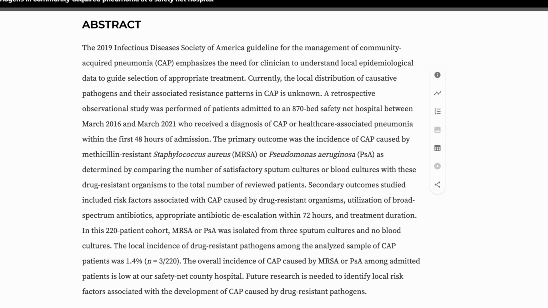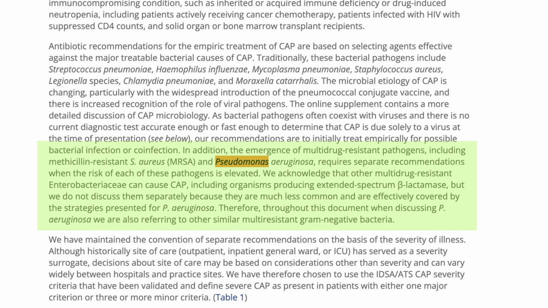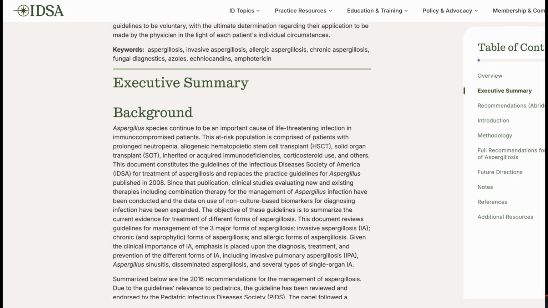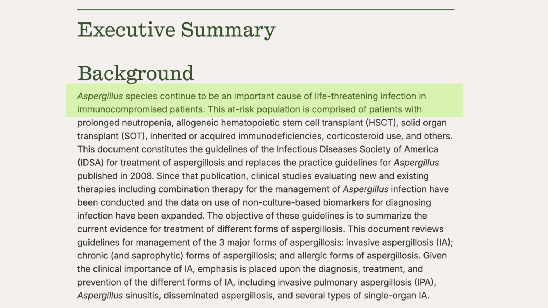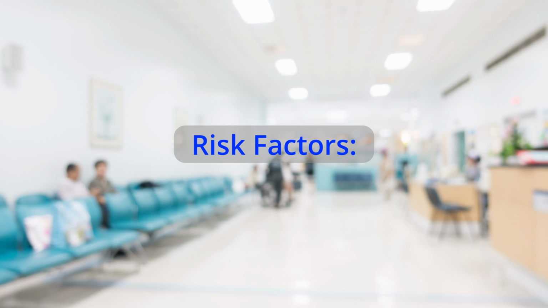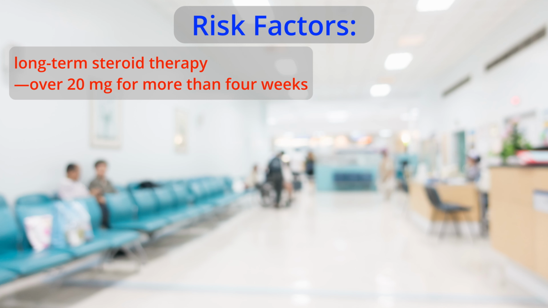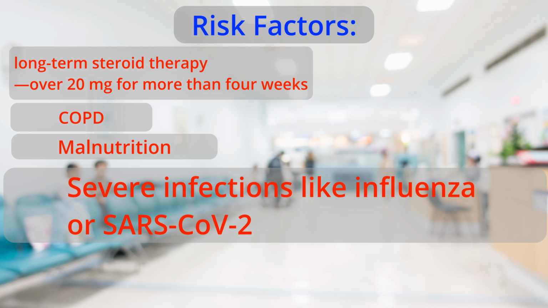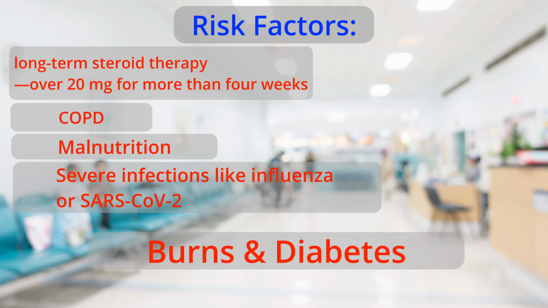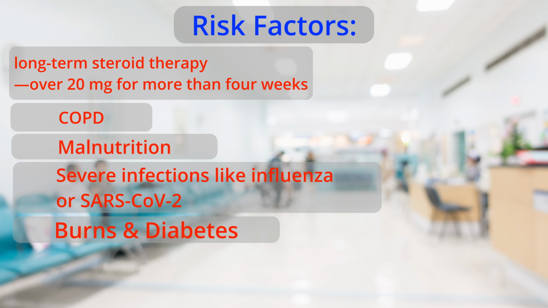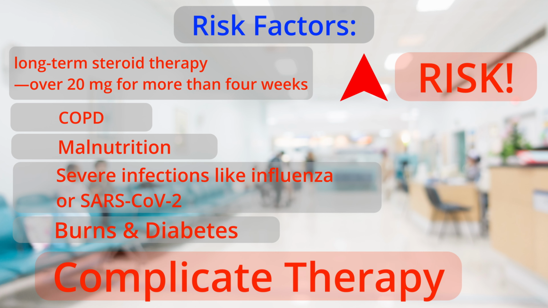Let's look at what causes pneumonia and who is at risk. For CAP, Streptococcus pneumoniae is the main culprit, while HAP often involves Pseudomonas or MRSA. Immunocompromised patients face Aspergillus or viruses like CMV. Risk factors include long-term steroid therapy over 20 milligrams for more than 4 weeks, COPD, malnutrition, or severe infections like influenza or SARS-CoV-2. Burns or diabetes also play a role. These factors not only increase risk but complicate therapy. This shows how crucial a thorough patient history is.